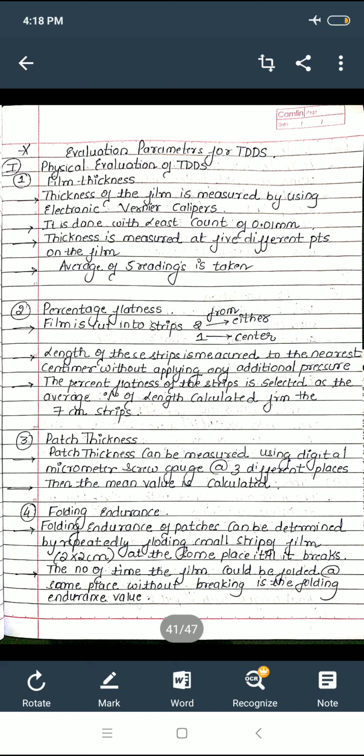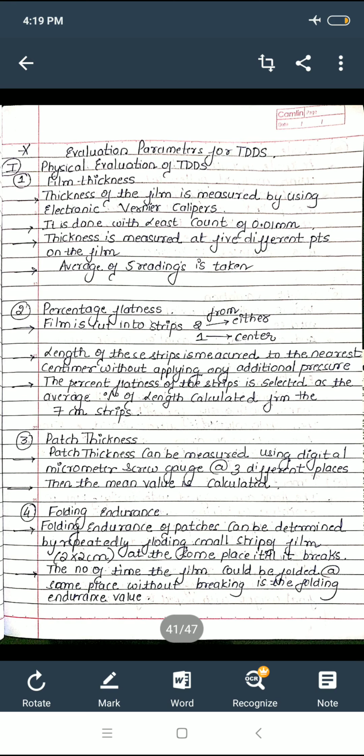Second evaluation parameter is percentage flatness. So here in this the film is cut into strips, 2 from either side, 1 from center. Length of these strips is measured to the nearest centimeter without applying any additional pressure. The percent flatness of the strip is selected as the average percentage of length calculated from the 7 centimeter strips.